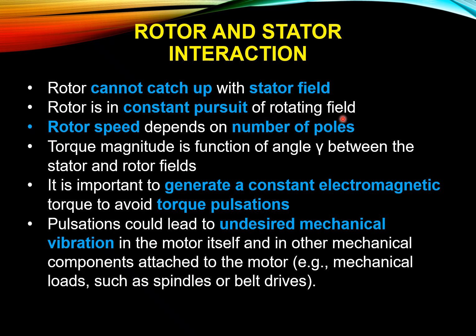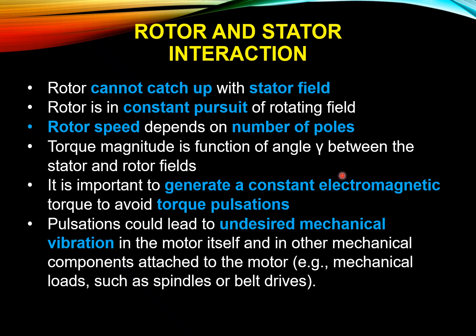Okay. So rotor speed depends on the number of poles. Torque magnitude is a function of the angle between the stator and rotor field. So we need to understand when there's a gap. Only when there is a gap or angle between the stator and rotor field is it possible to have a torque. Because if they are at the same position, it cannot create a torque or power to rotate things. So it must have some gap in between.